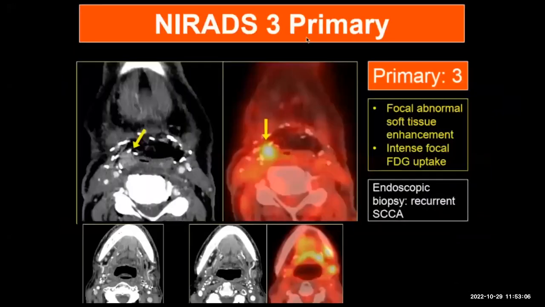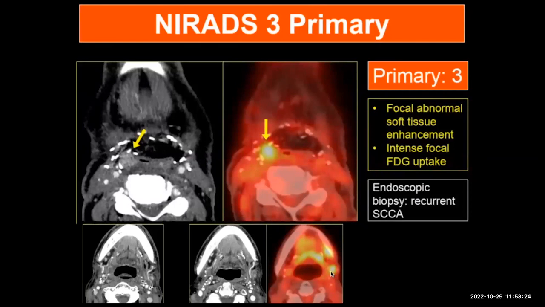So the next case is a NIRADS category 3. There is a post-total glossectomy resection area at the anastomotic site. You see that there's a focal enhancing soft tissue with FDG avidity, and the node which has progressed and is now avid.